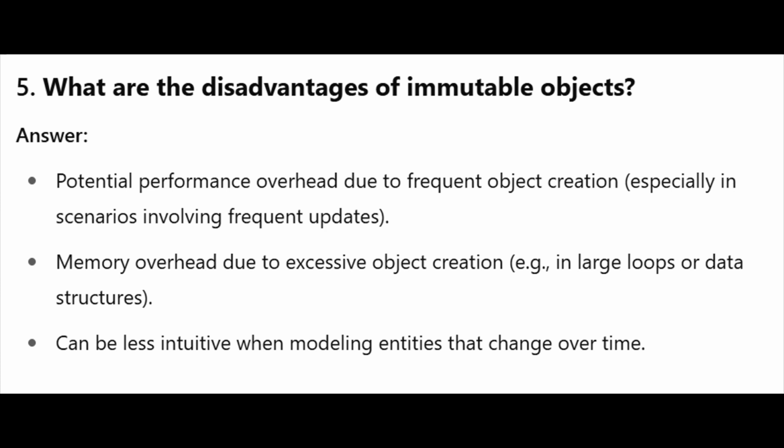5. What are the disadvantages of immutable objects? Answer. Potential performance overhead due to frequent object creation, especially in scenarios involving frequent updates. Memory overhead due to excessive object creation, e.g. in large loops or data structures. Can be less intuitive when modeling entities that change over time.